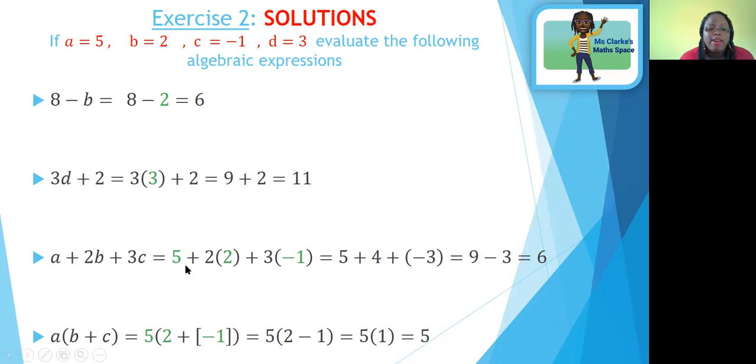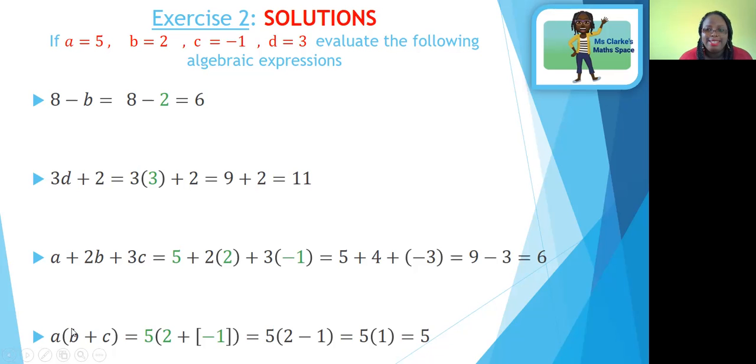So it becomes 5 plus 2 times 2 plus 3 times -1. And then we simplify these things. We're working on the multiplication first. 2 by 2 is 4, and 3 by -1 is -3. So you end up with 5 plus 4 plus -3. And when we put that in our calculator, we're going to end up getting 6. 5 plus 4 is 9, 9 minus 3 is 6.